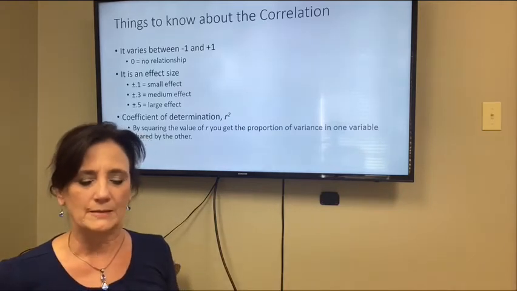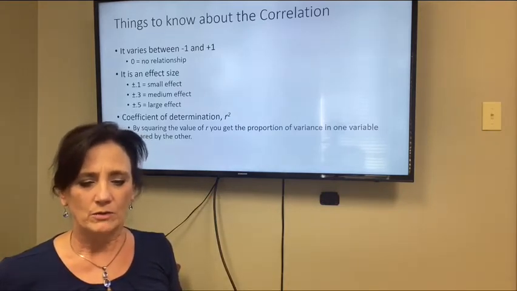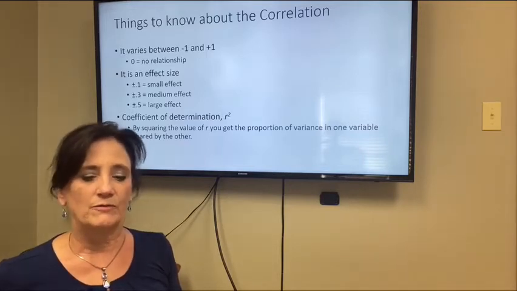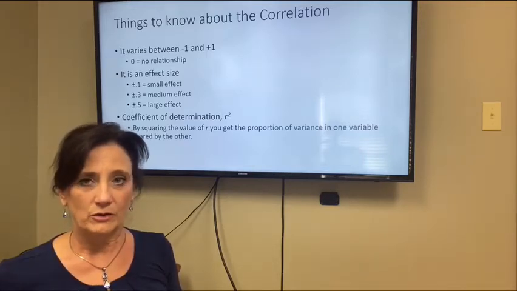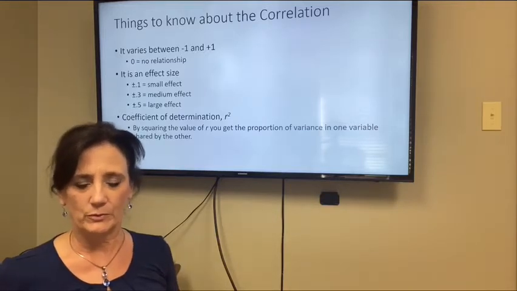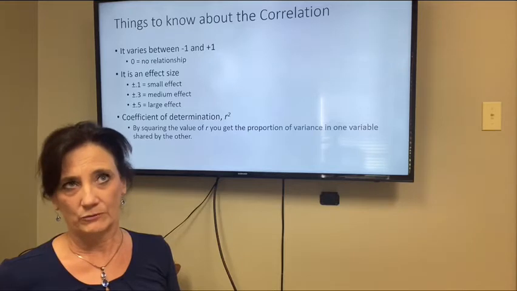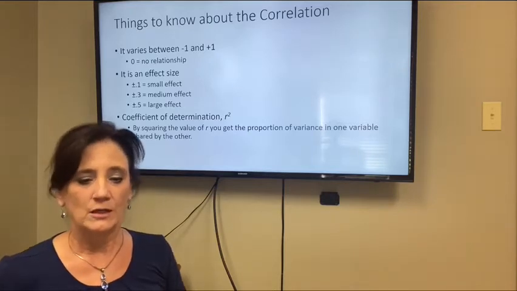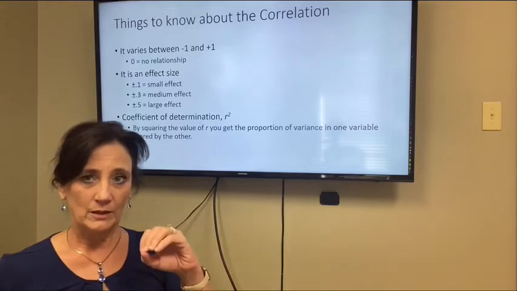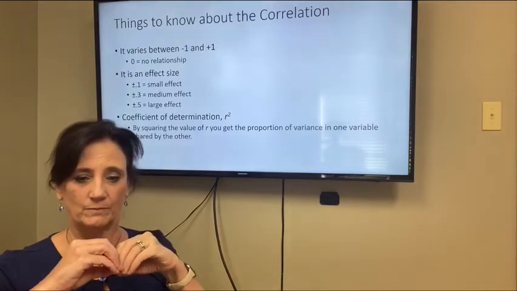It's just that easy. There's also a coefficient of determination, which is r squared. So if you square the value of r, say the 0.41, if you squared 0.41 and said 0.41 times 0.41, you'd get the part of the variance in one variable that is shared by another.